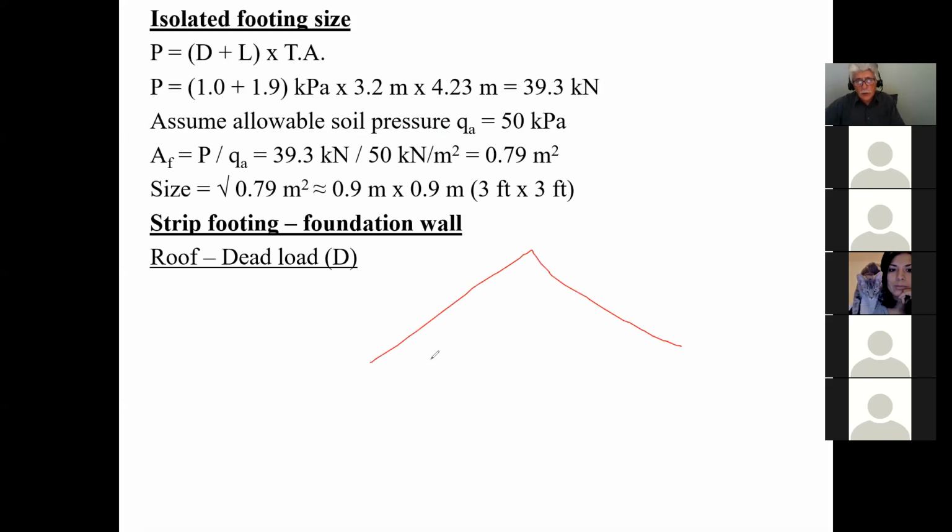What else are we going to have? Asphalt shingles and sheathing. Good. Asphalt shingles and sheathing. Great. There, we're getting there. What else are we going to have?